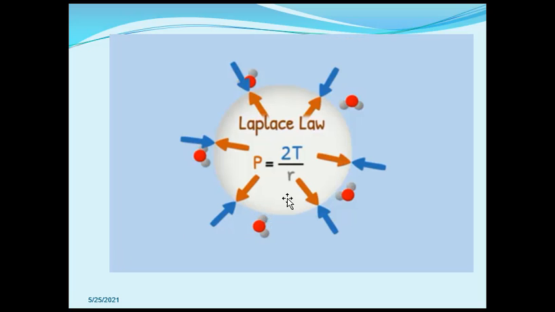According to Laplace's law, we have here twice tension divided by the radius. We have mentioned that the tension in the smaller alveoli is considerably less compared to the larger alveoli. So the numerator is less, and then the radius is also small. So you have an amount of pressure.